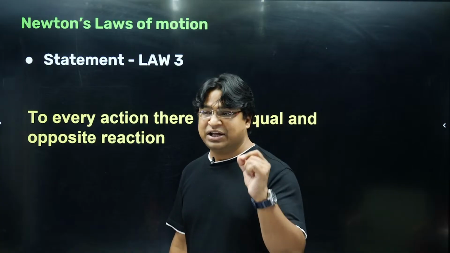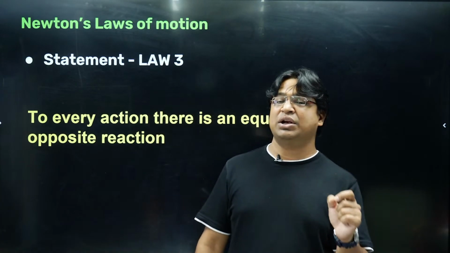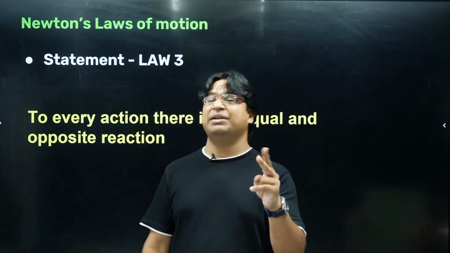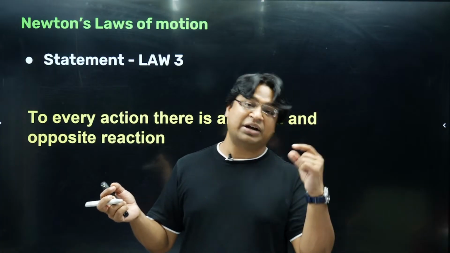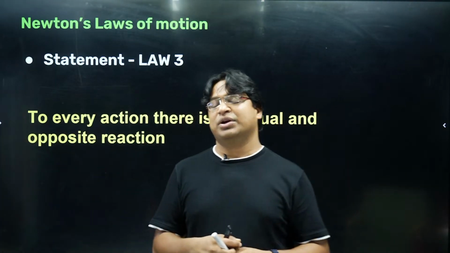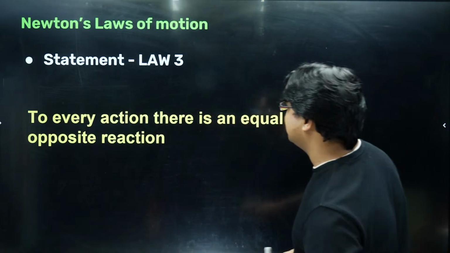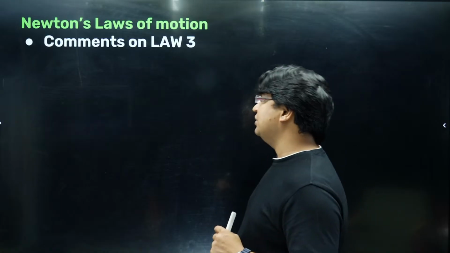I'll repeat. If A exerts a force on B, then B will exert an equal and opposite force on A. Here A and B can be any entity. For example, A can be a charge, B can be another charge, like a proton and an electron. A could be a mass, B could be another mass. So if A exerts a force on B, B will exert an equal and opposite force on A. So that would be one of the statements.